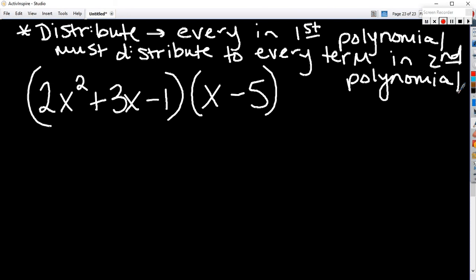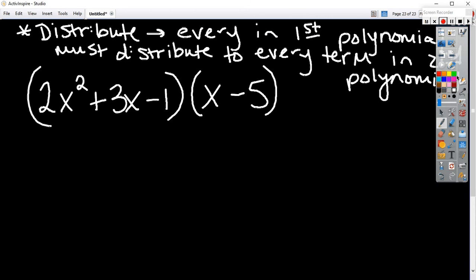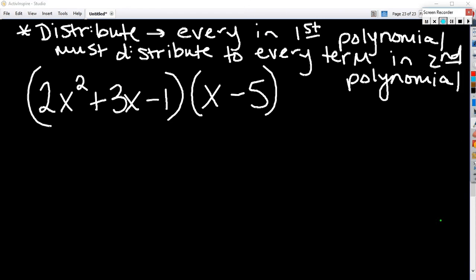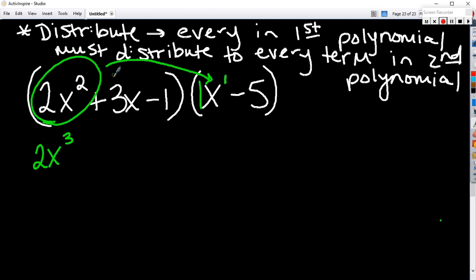This is like a souped up foiling. Okay, you know FOIL, we take the first one to both and we take the second one to both. Now they're just a little bit bigger is the only difference. I'm going to wait and let you catch up with me. Take the first one. Multiply through. What's 2x squared times x? Multiply coefficients and add exponents. What is 2x squared times x? 2x cubed. What is 2x squared times negative 5?